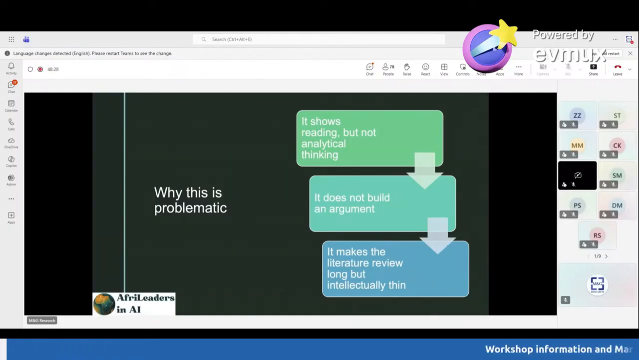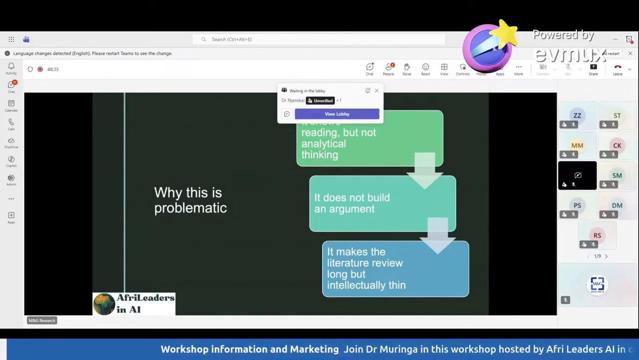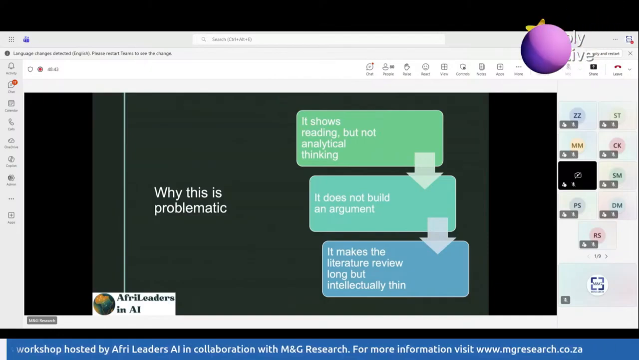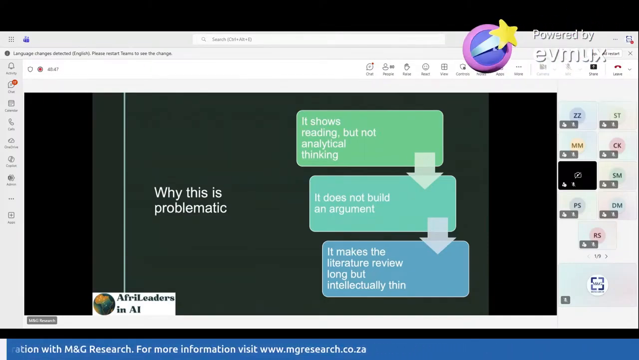So the question is, why is this problematic? Why is the descriptive literature review problematic? Why should we be worried about it? It shows reading, but analytical thinking is close to zero, right?